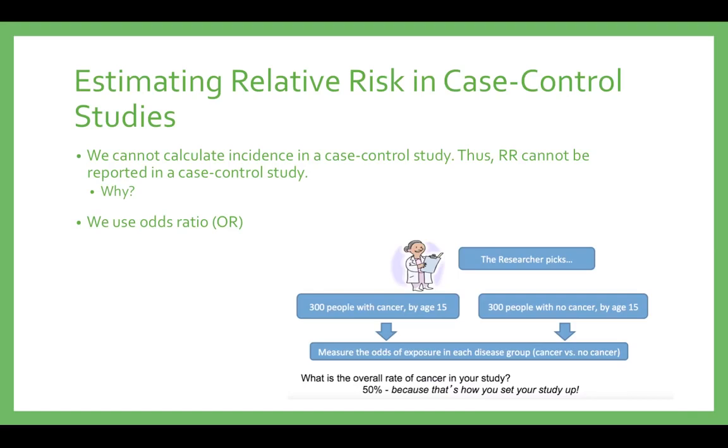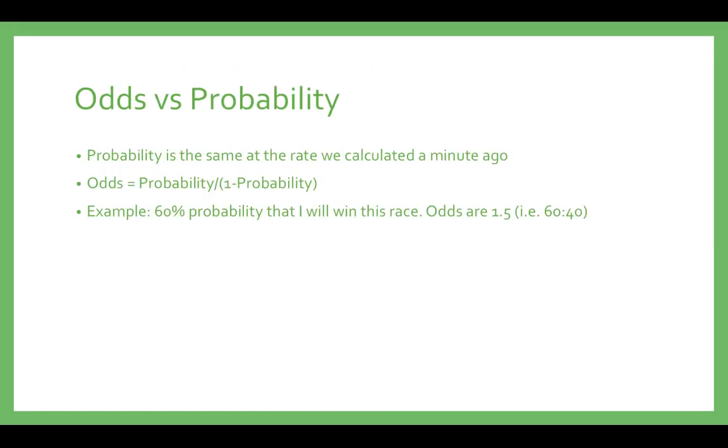When relative risk cannot be calculated, like in case control studies, researchers will often present an odds ratio. Before I show you the formula for calculating an odds ratio, here's a reminder about the difference between odds and probability. Relative risk uses probability of getting disease. Odds ratio uses odds, which is calculated as probability divided by 1 minus the probability. So if there's a 60% probability that I will win this race, the odds are 1.5 that I will win.